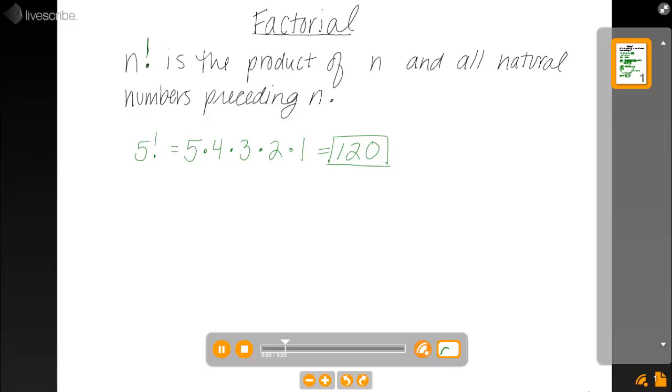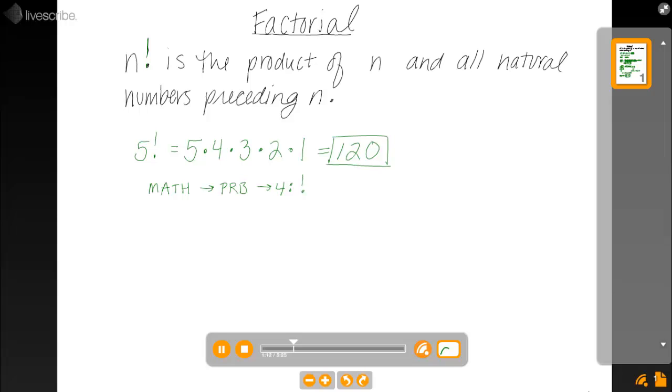Your calculator does have a factorial key. I believe it is under Math, and when you hit the Math key, you would arrow over to PRB on the top, and then I think it's choice 4 for factorial. So that might be fun to play around with.